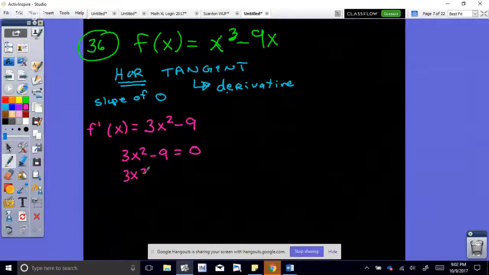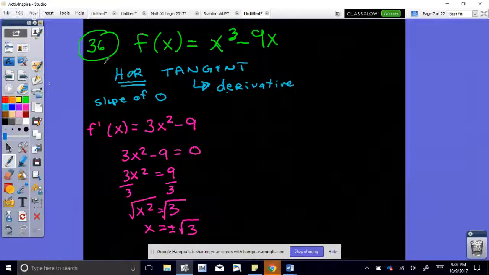Okay, so I'm going to take 3x squared and add 9 to both sides, and divide by 3, so x squared is equal to 3. When I take the square root, I get x is equal to plus or minus the square root of 3. Okay, so I found where. If you look at the directions carefully, the directions say to find the points. So my answer is going to be square root of 3, something, negative square root of 3, something.